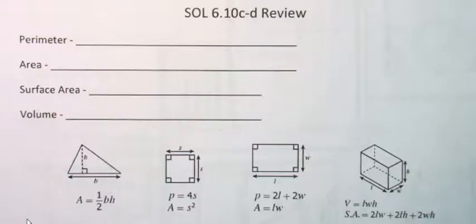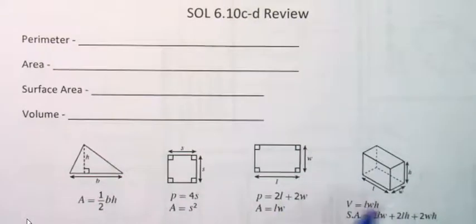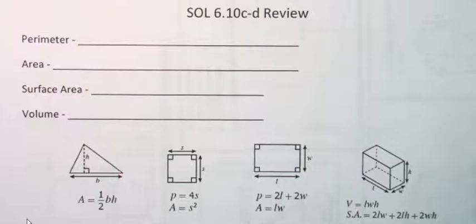Today's lesson is on SOL 6.10 C and D, which dealt with perimeter, area, surface area, and volume. If you remember, when we did these, we were always given a formula, and that's why I went ahead and listed the shapes. It'll look just like it does on your formula sheet right here. But I just want to review a little bit of the different parts of what everything is.